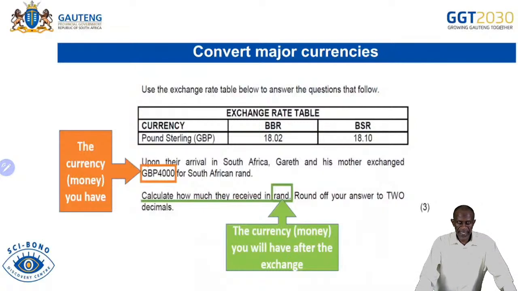So this is the exchange rate. The name of the currency on the table is GBP. It is used in Britain, England, and the bank buying rate, represented by BBR here, is 18 rand 20 cents. And the bank selling rate, represented by BSR, is at 18 rand 10 cents.